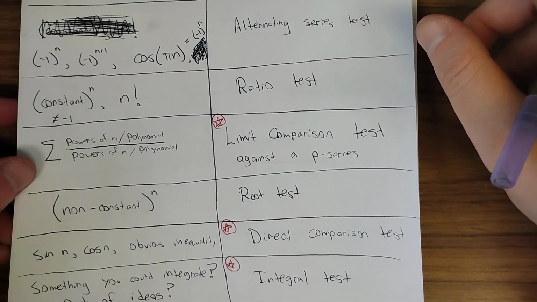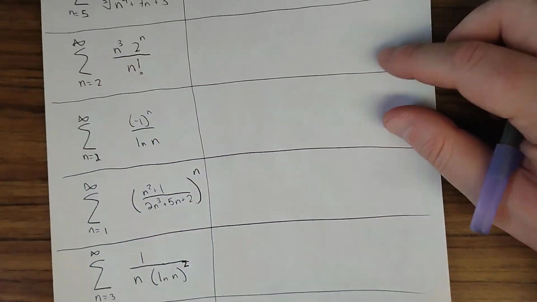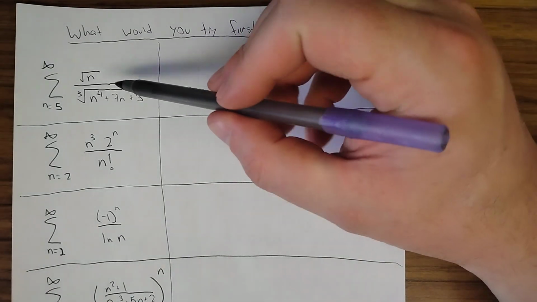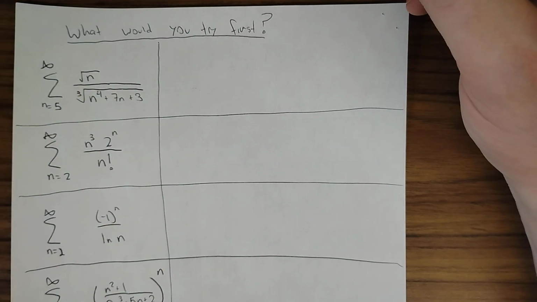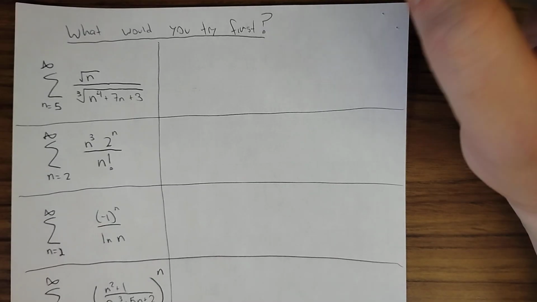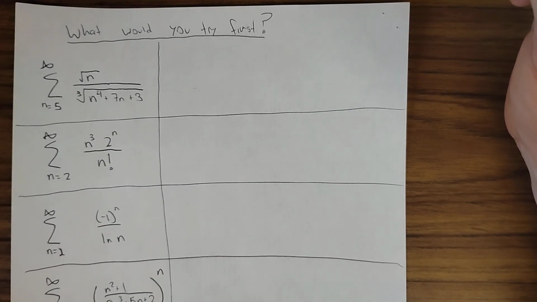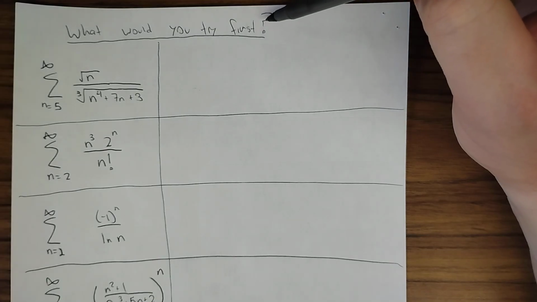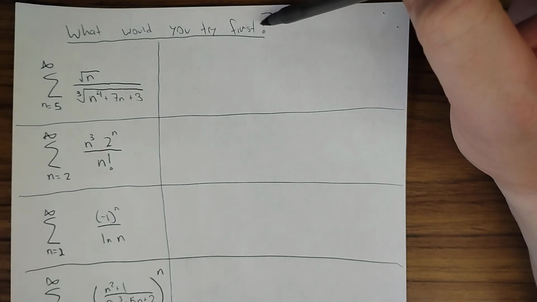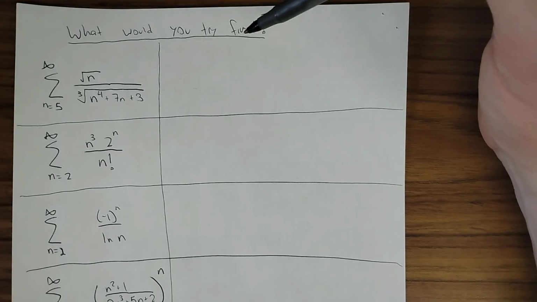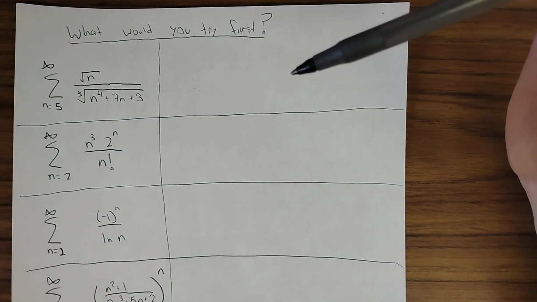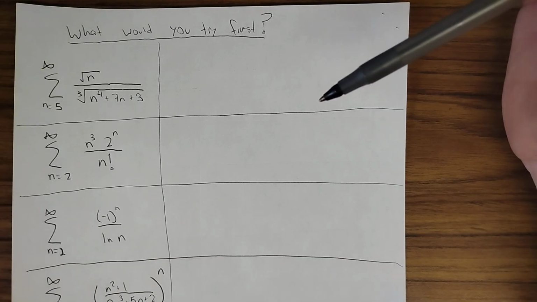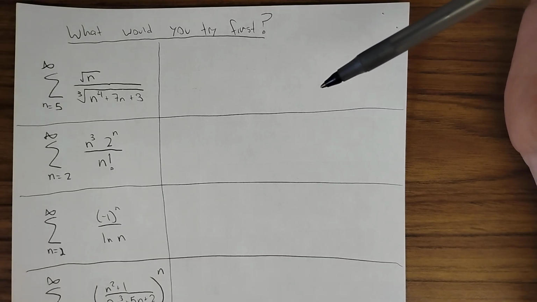Okay, so let's see some examples. I'm not really going to fully do these series in the sense of telling you the answer. I'll tell you some of them, but I'm not going to show all the work. What I want to focus on is what would you try first? Just glancing at these series and considering the advice I just gave you, what's a good first line of attack for these?